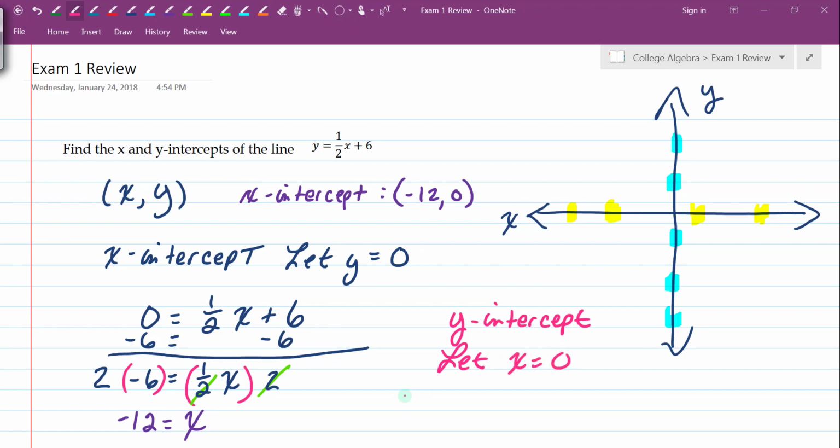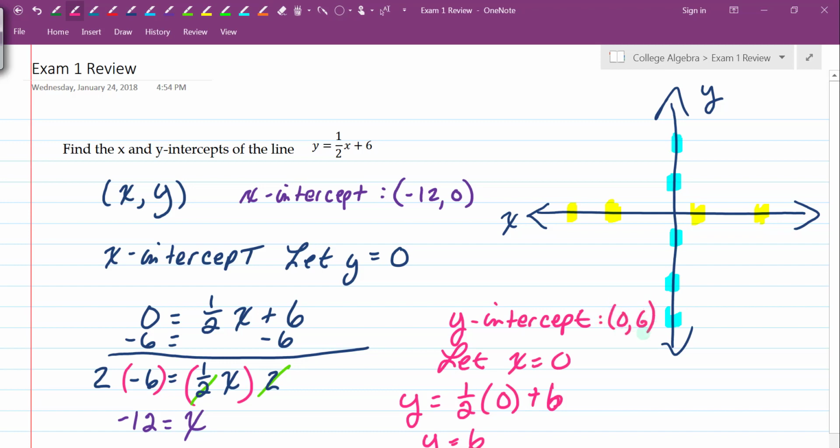So we have y is equal to 1/2 times x, and x is going to equal 0. Whoops, I should have written plus 6. And solve that out. We end up with y is equal to 6, because 0 times 1/2 goes to 0. So my y-intercept is going to be the point 0, 6.